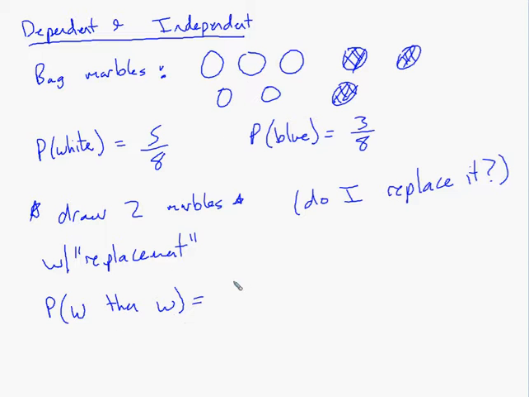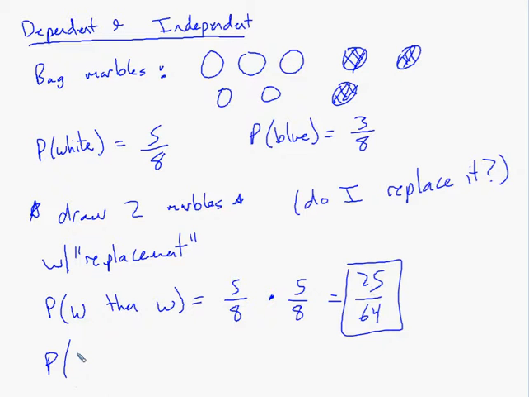Well, I have 5 whites, so 5 eighths, and then times, I take the white marble out, I'm like, okay, I got a white, I put it back in, and now I draw another white. Probability of that event, so I multiply them. 25 out of 64. Do you understand how we did that?